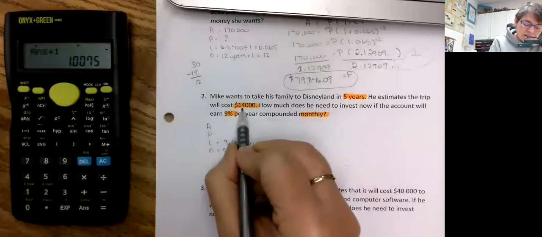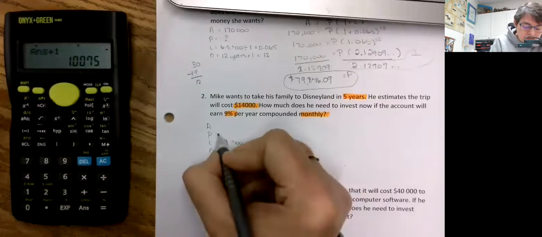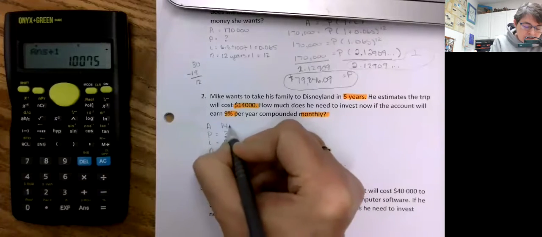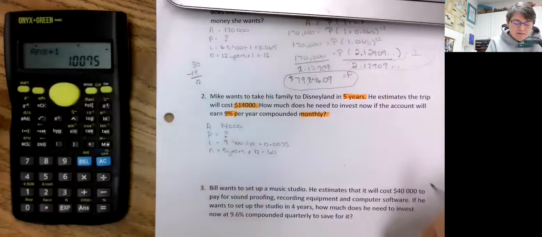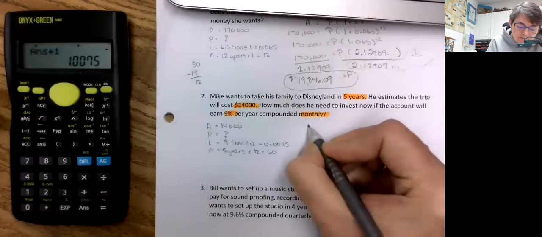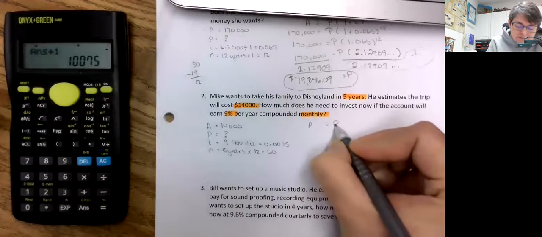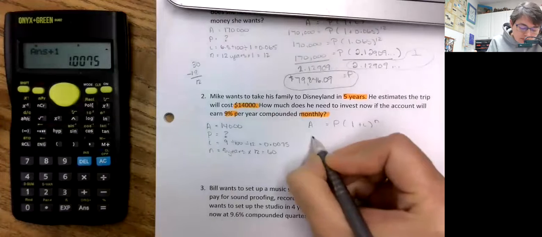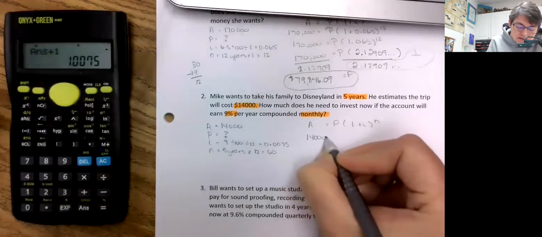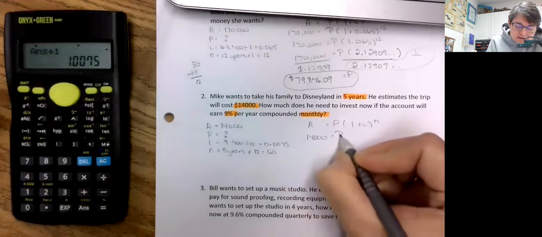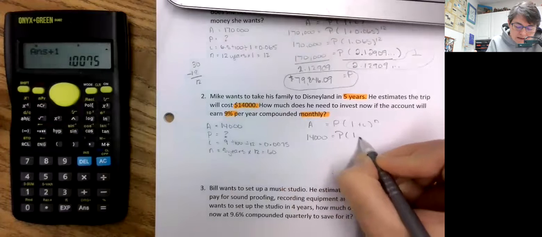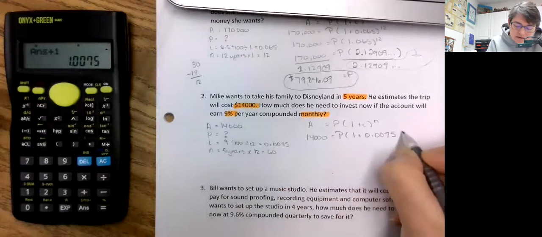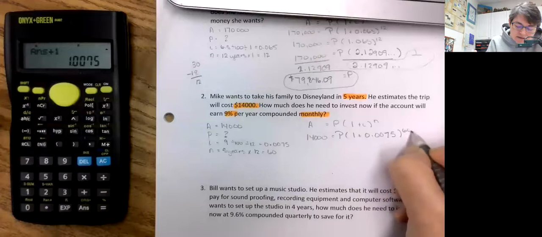Now, this is what it's going to cost. He wants to know what to invest now. So he doesn't know the present value or the principal right now, but he wants to end up with this much in his savings account. 14,000 is equal to P, which I don't know, 1 plus 0.0075 to the 60th.